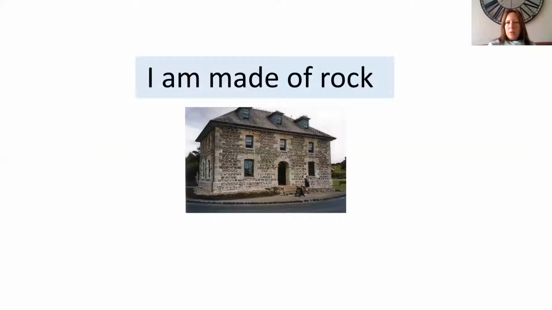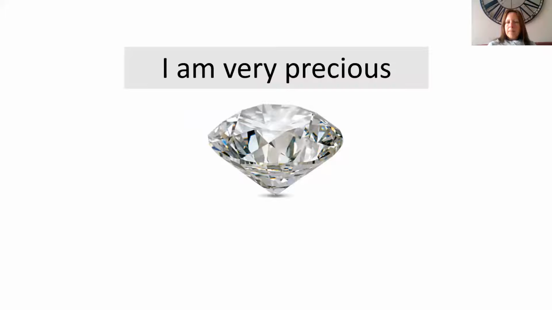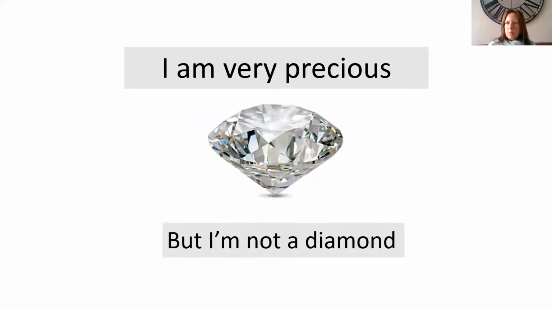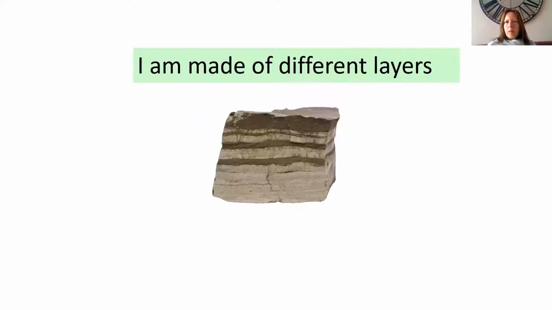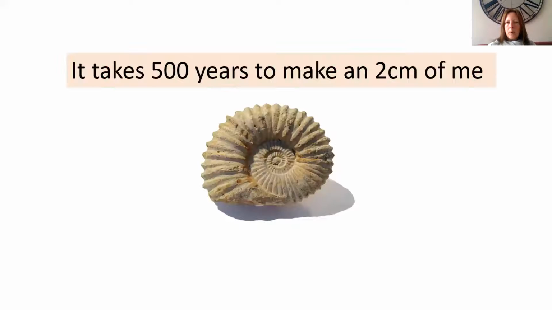Let's see. So the first clue says, I am made of rock, but I'm not a building. We've talked about the fact that many rocks are used for different buildings that we have around us. Okay. So this object that we're talking about, it is made of rock, but it's not a building. Okay, so I'm very precious, but I'm not a diamond. So it's made of rock, it's very precious. I am made of different layers, but I am not sedimentary rock. So we know that sedimentary rock is made of those different layers over many years, don't we? So what we're talking about today is made of different layers, but it's not sedimentary rock.